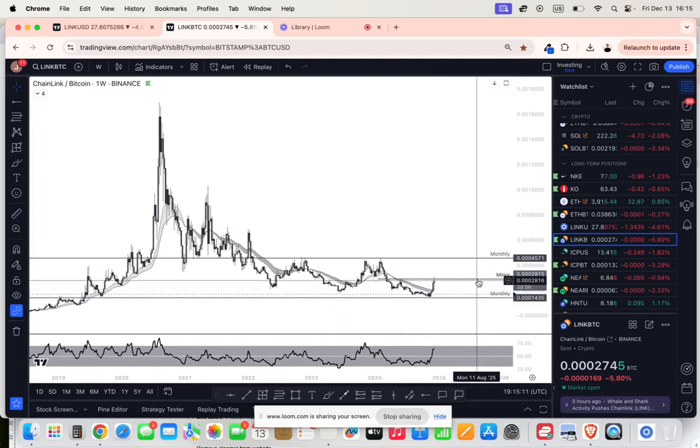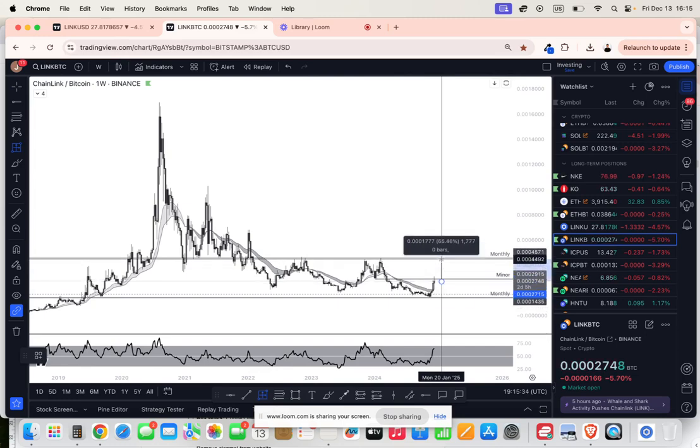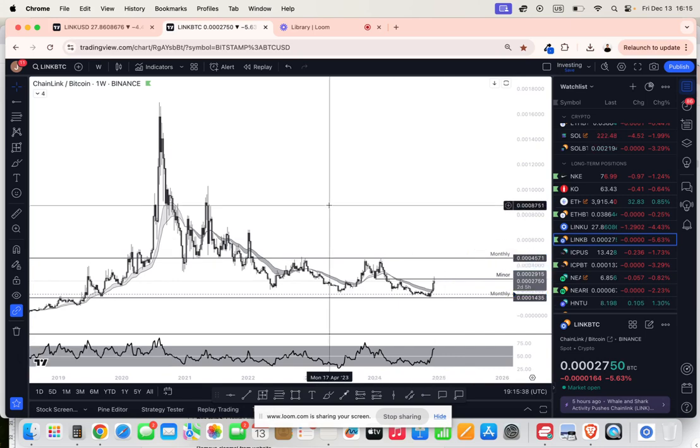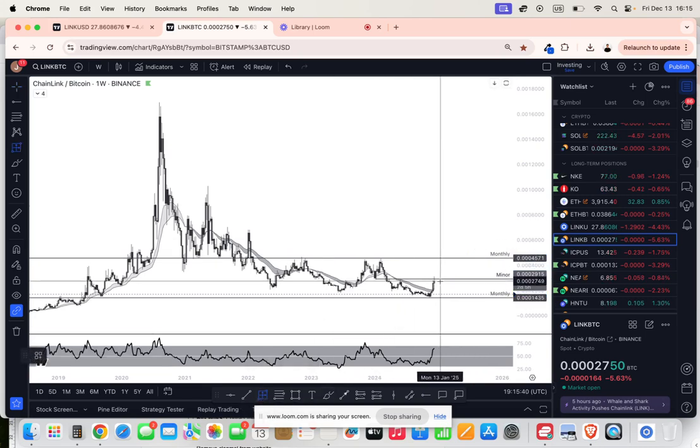Okay, we're running into some minor resistance here at this 2,800, let's call it 2,900 sats area, but I anticipate Chainlink breaking this high and pretty much catapulting straight up to our monthly level here at 4,400 sats. From today's price to this target, we'll be looking at pretty much a 66% gain on the Bitcoin pair. So if Bitcoin stays stable, you'll be looking at a 66% gain from today in your USD pair as well.